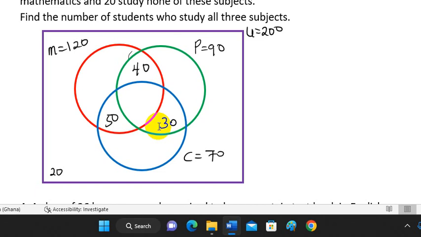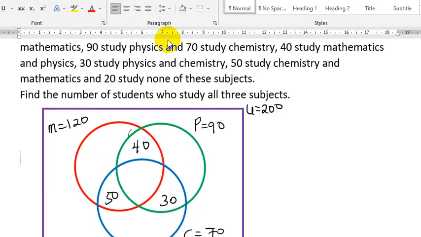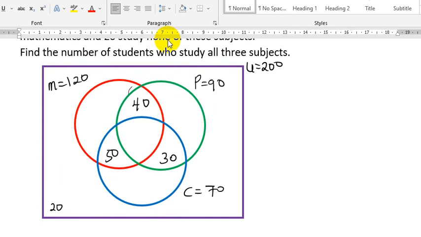Now to find the number of people who study all the three subjects, it's here. So we can put a variable here, either x, y, what have you, but the most common is x. So let's put x here. Now this side will be 90 minus x, this side will be 70 minus x, and this side will be 120 minus x.